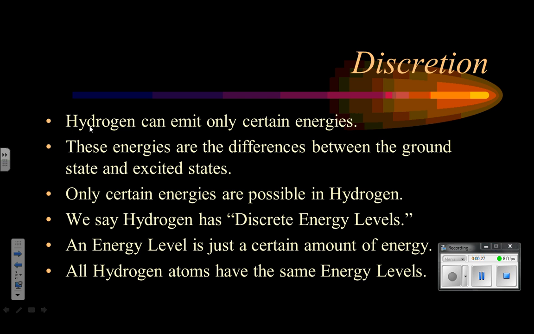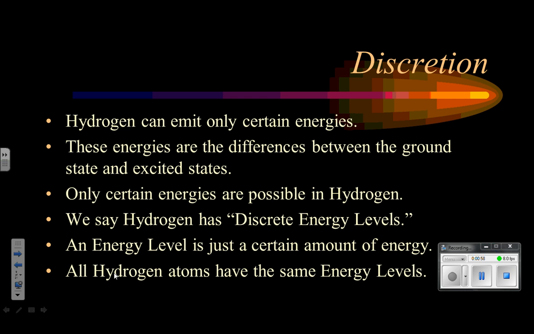Apparently hydrogen can emit only certain energies, and those energies are the difference between the ground state and the excited states. Probably should say among those, because everything doesn't go back to the ground state immediately. It may also exchange between excited states. So there are only certain energies possible in hydrogen, and so we use this term: there are discrete energy levels, meaning separate, definable, recognizable energy levels. The term energy level just means a certain amount of energy, and we're going to use the term energy level a lot over the next couple of chapters.